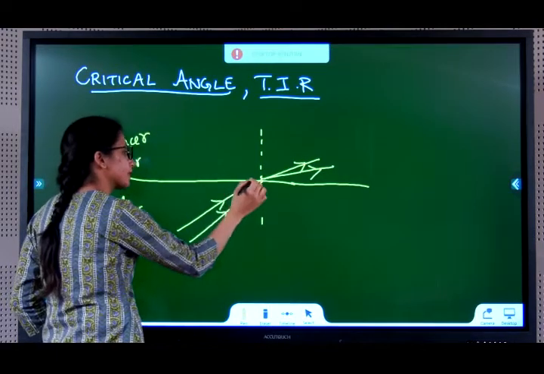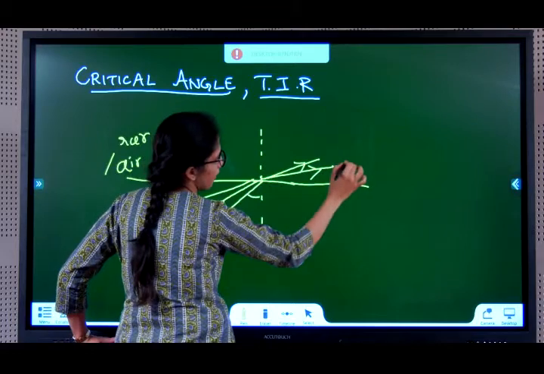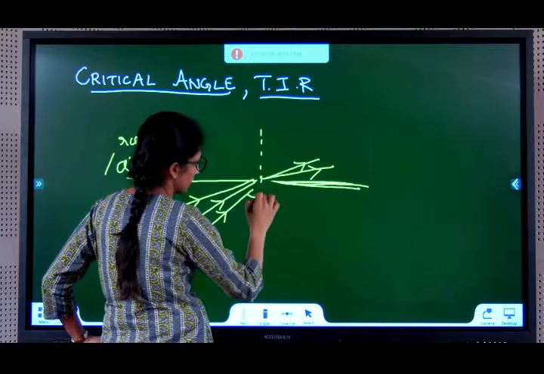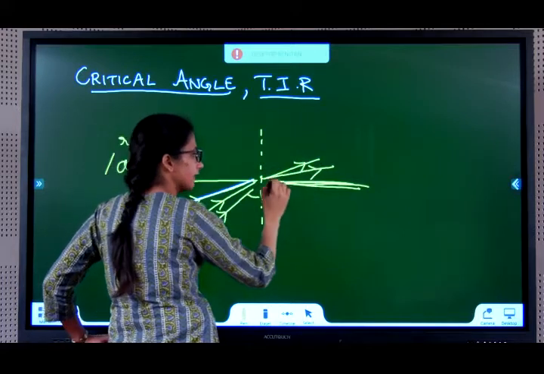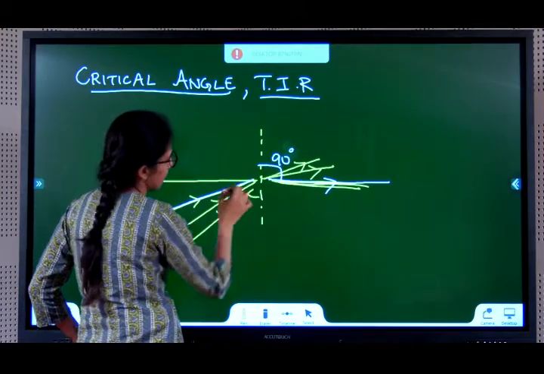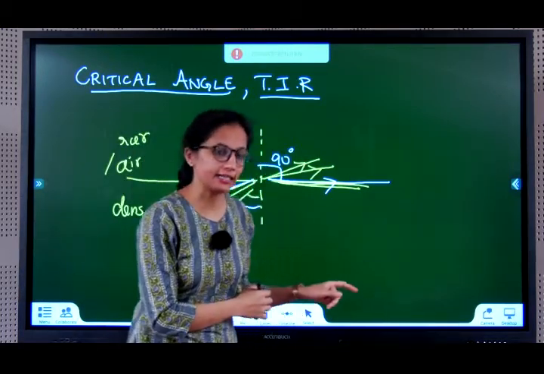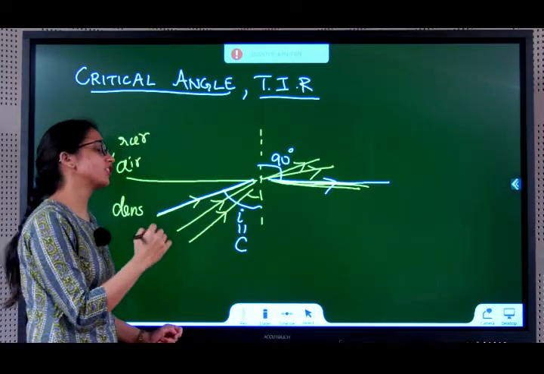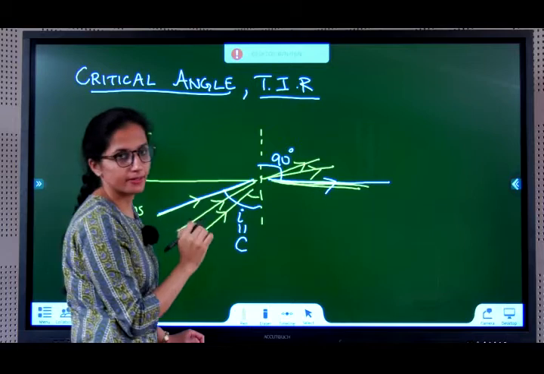I increase the angle of incidence even more. Now you will see the ray has to go in this direction, but now it bends and goes along the surface itself. So for this ray, we saw that it bent so much that it is going along the surface itself. So what is the angle of refraction here? 90 degrees. This angle of incidence, for which the angle of refraction is 90 degrees, is called the critical angle. Critical angle is the angle of incidence for which the angle of refraction is 90 degrees when the ray is moving from a denser medium to a rarer medium.